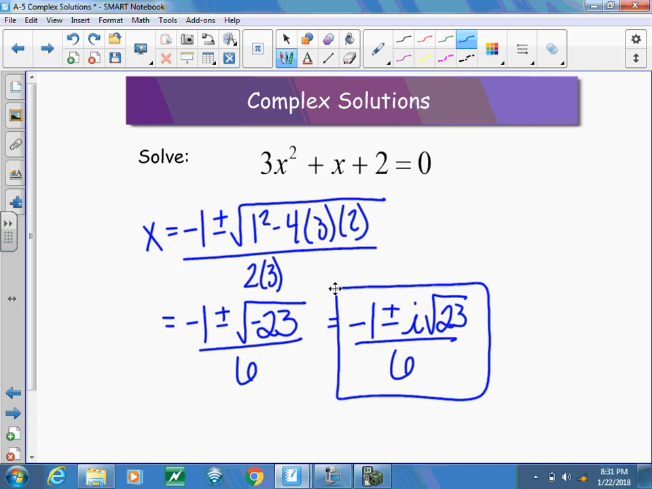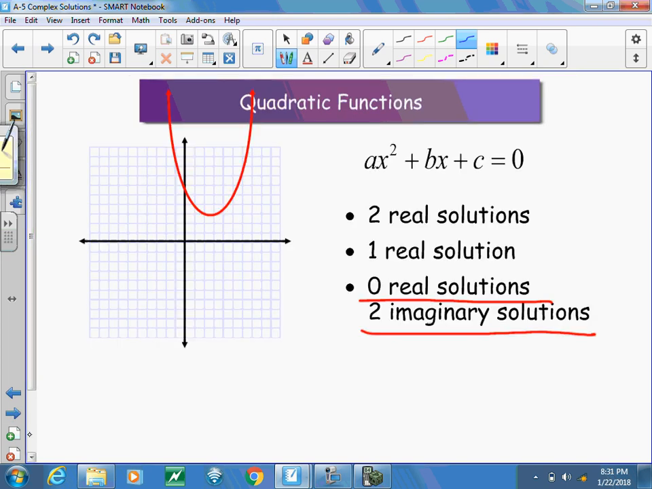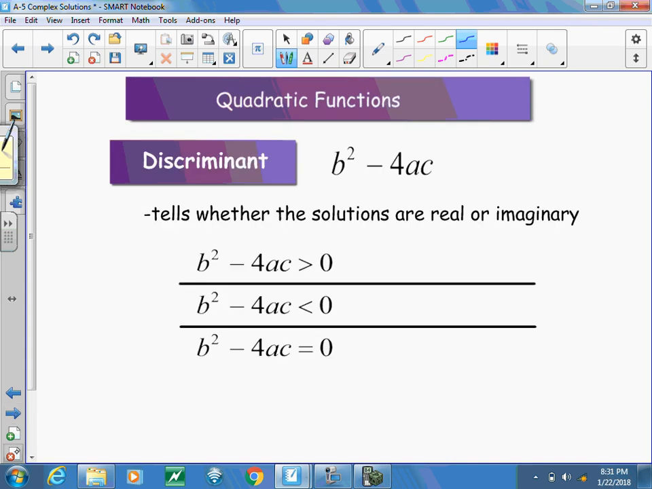Now, how do you know whether you're going to have complex solutions? How do you know if you're going to have imaginary solutions? Well, you could look at the graph, and we'll be talking a lot about graphing things out and being able to identify those. Also understand that there's another thing you can do, and that is to take a look at what's called the discriminant. The discriminant tells you whether the solutions are real or imaginary. It's part of your quadratic formula. It's that b squared minus 4ac, the part that goes underneath your square root.